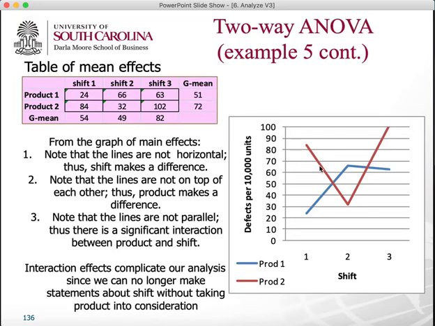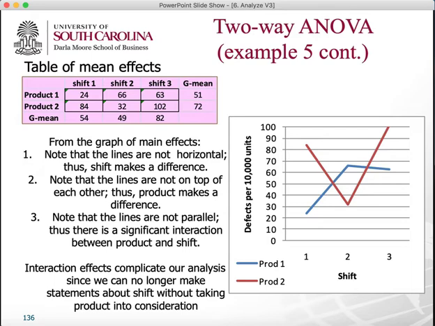We cannot say that product one always has more defects than product two. We cannot say that shift one is always the best one. So whenever we can't say that this rule will repeat exactly the same way, we have the interaction going on.